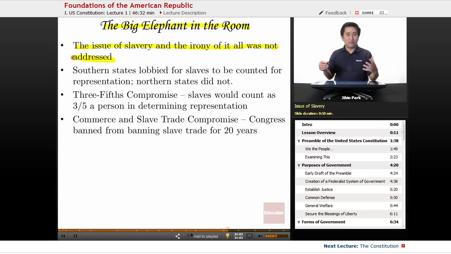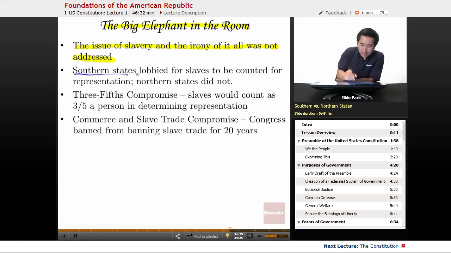And so how did the Founding Fathers deal with the issue of slavery? Now, interestingly enough, I guess if you don't really think too deeply about it, you would think that the Southern states would say that slaves are property and shouldn't be counted as people. Well, the Southerners actually argued the opposite, and it was very logical.